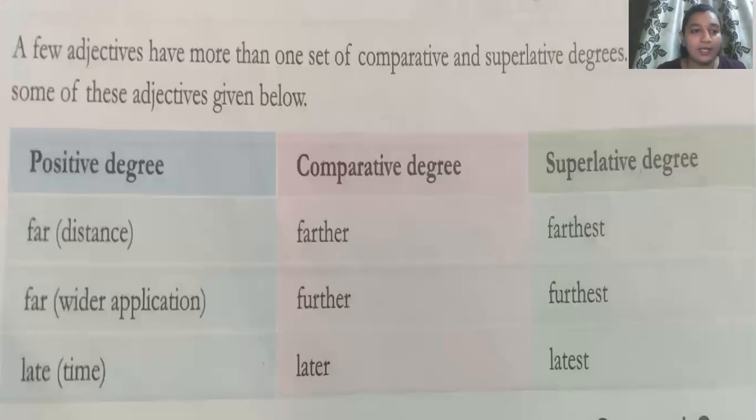Few more things. A few adjectives have more than one set of comparative and superlative degrees. अब कुछ adjectives के adjectives same ही होते हैं, but they are portraying different kinds of meanings. So that we will see what they are. So here you can see that far can be used in two different kinds of meanings. One for showing distance and another for wider application. That means for giving additional or more information.